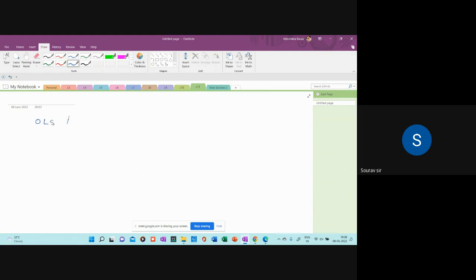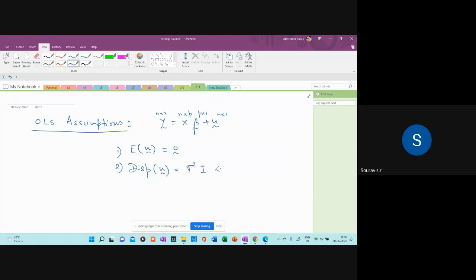So my OLS assumptions was basically my Gauss Markov model, having usual notations, where I am taking the orders as n cross 1, n cross p, p cross 1, and this will also be n cross 1, which is the error vector. This is the usual Gauss Markov model, and the assumptions corresponding to this are: number one, expectation of u curl, that is the error, is 0 curl. Number two, the dispersion of u curl is sigma square into the identity matrix. This has two subparts in it.